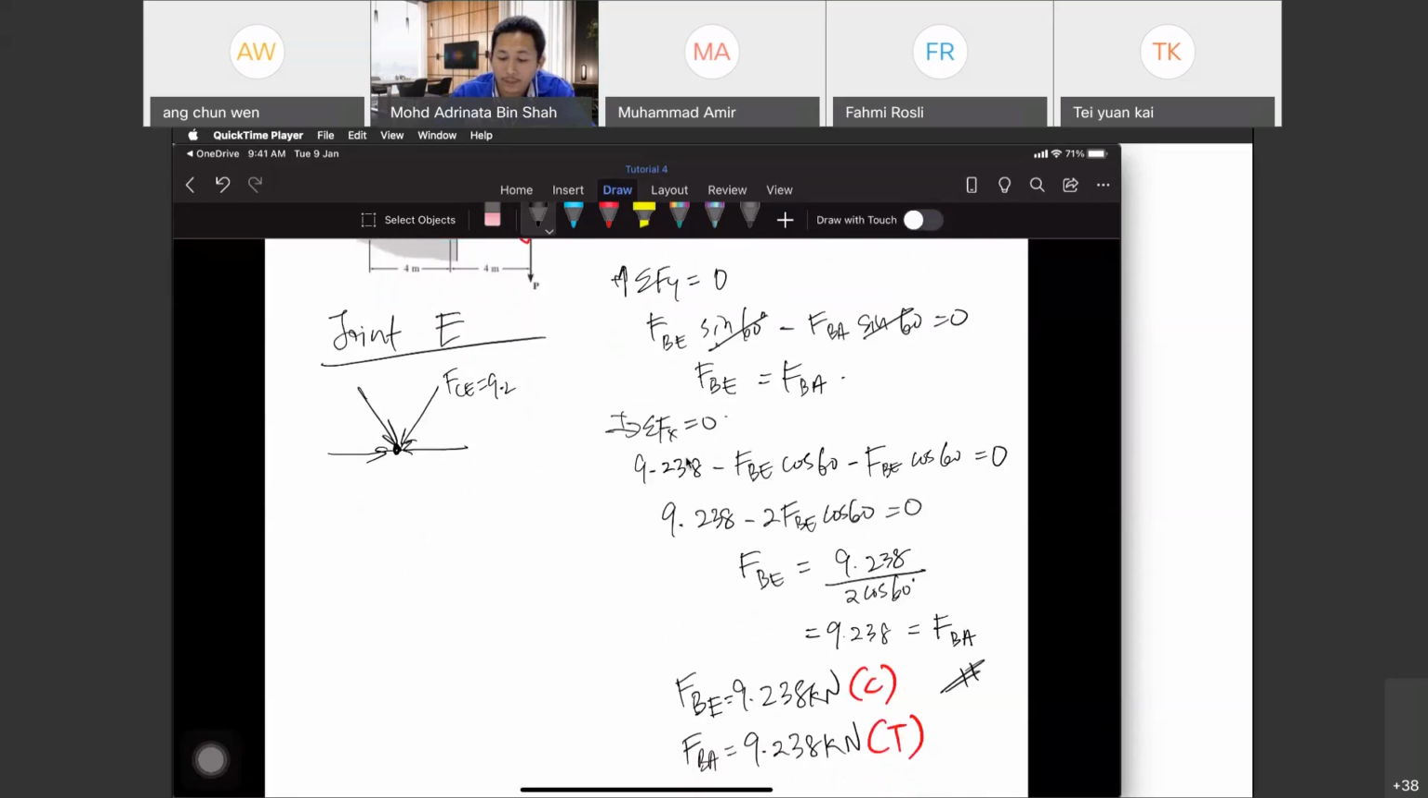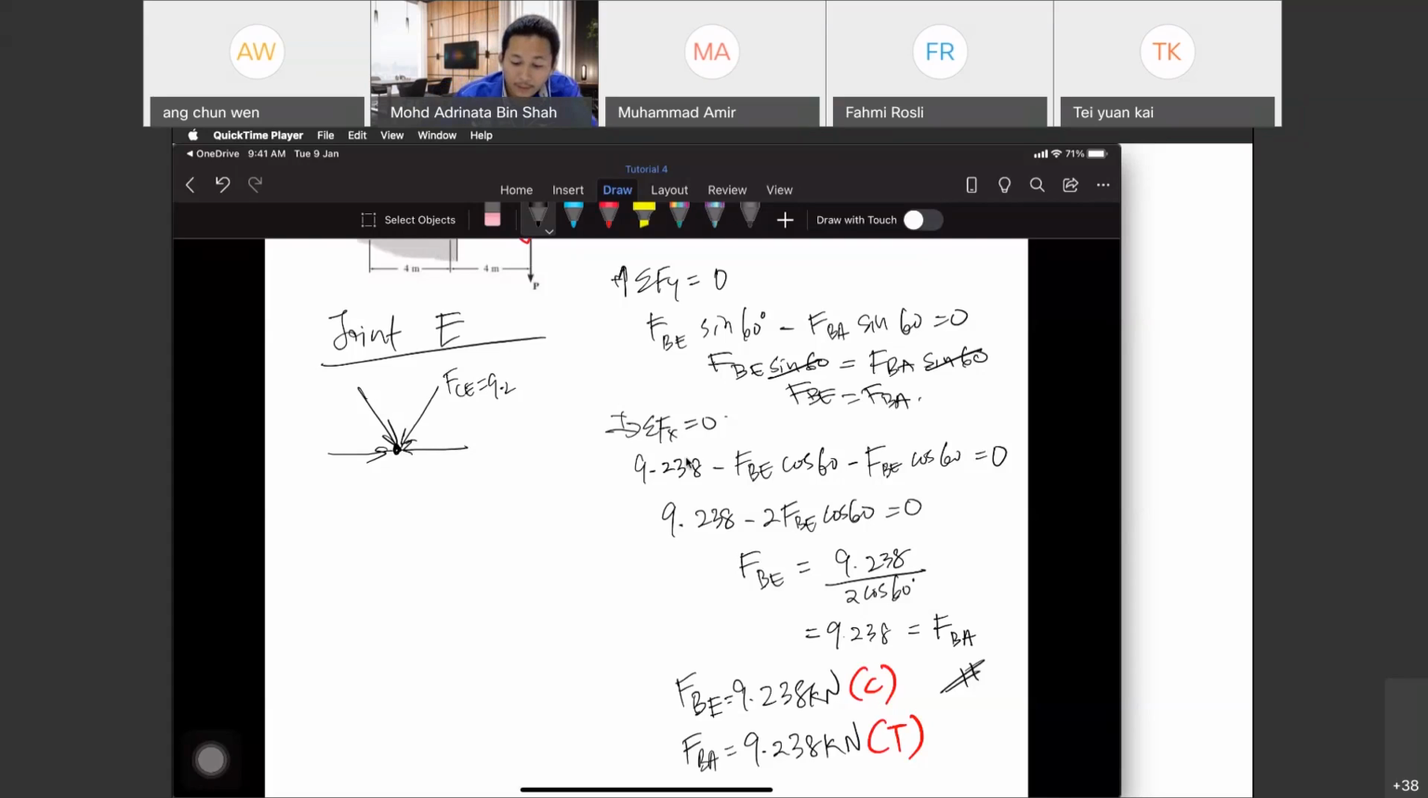Okay, so we have this one. So I just jump into the FBE sine 60 equals to FBA sine 60. Okay, so we eliminate sine 60, we get FBE equals to FBA. It is from the equation. Just solve the equation, and then you can get FBE equals to FBA.